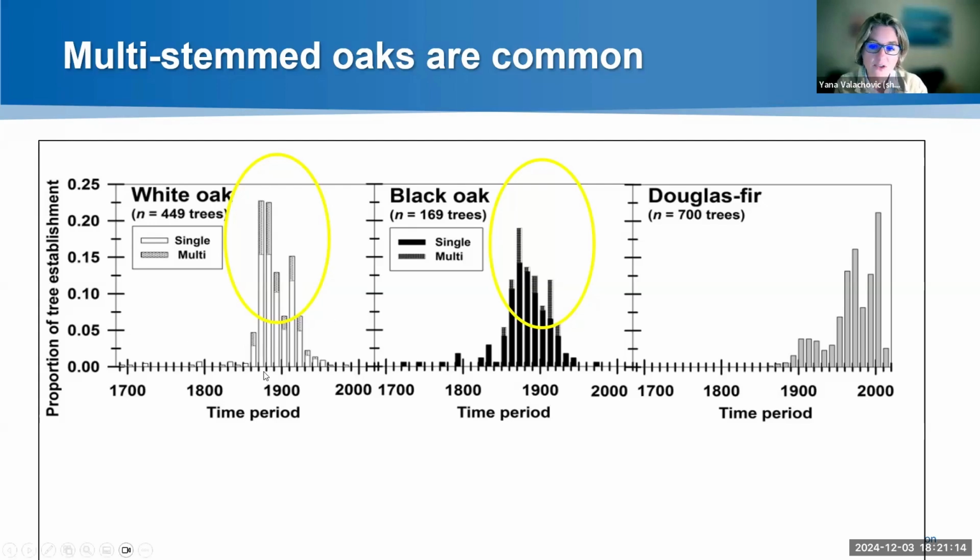And so across our sites, here I'm showing proportion of tree establishment against time period for white oak, black oak, and Douglas fir, which doesn't sprout. And what you can see is there's a high proportion of trees that are multi-stemmed. Why would that be important? Well, it helps us understand that these trees are a product of a long history, and that these oaks have been on the stand in that location for a long time period. So it's not like these are initial trees that have been established for the first time. There was a mama tree before that, and maybe a mama tree before that. That makes sense for you.